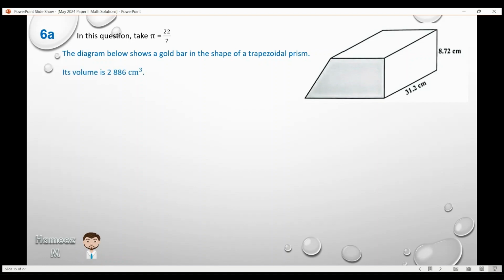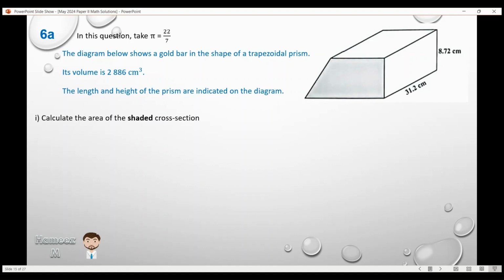Its volume is 2,886 centimeter cube. So we know the entire volume of the prism. The length and height of the prism are indicated on the diagram, 31.2 centimeters and 8.72 centimeters. Calculate the area of the shaded cross-section. So if we look at our formula sheet, the first equation given there is the volume of a prism. And the volume of a prism, whether it's trapezoidal or not, is area times height. Area being the area of cross-section or the shaded area, which is what we want to find. And height would be how far that area went back.